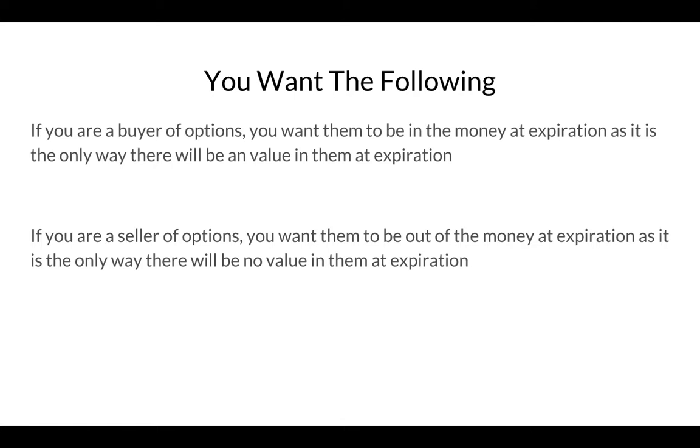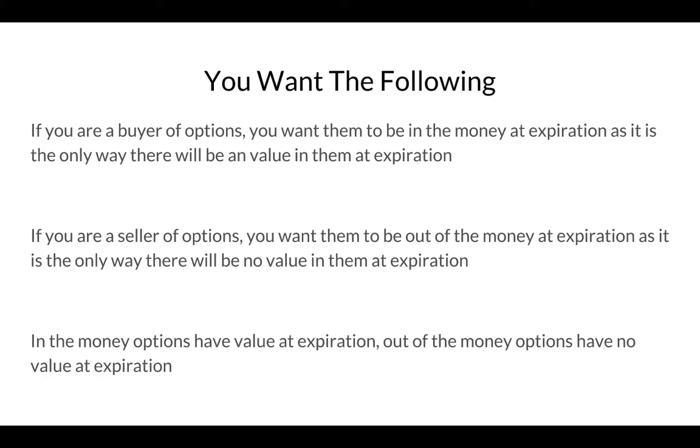For a call to be out of the money, the strike price has to be above the current price of the stock. And for an out of the money put, the strike price has to be below the current price of the stock. We're selling the option. We want the price of something that we sell to go down. Thus, if it's worth zero at expiration, that's what we want. So we want options that we have bought to be in the money at expiration, and we want options that we have sold to be out of the money at expiration, right?